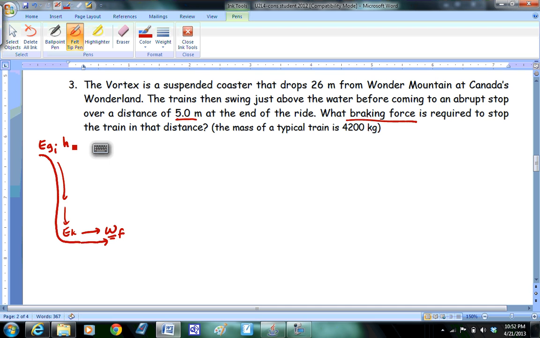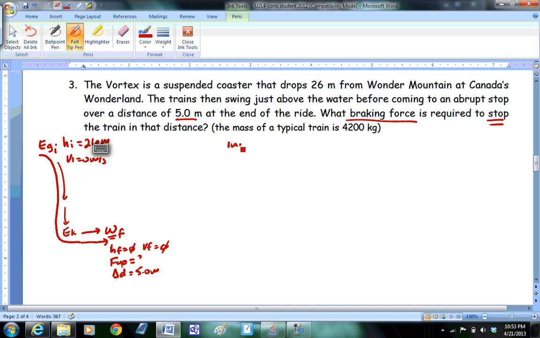So let me write down some givens here. My initial height is 26. I don't have any velocity at the top. I know at the bottom I have a height of 0. My force applied is unknown. And I have a displacement of 5 meters. And the other thing we know is at the end, I'm not going to have any speed. All the energy is going to be in the form of work energy. So I know the final velocity is also 0. I'm coming to a stop, if you remember.